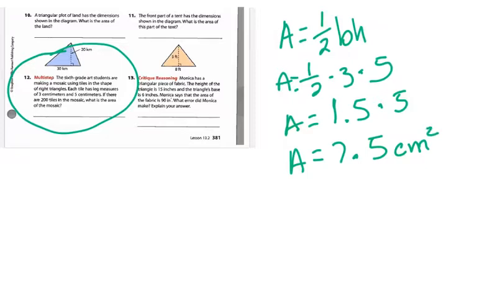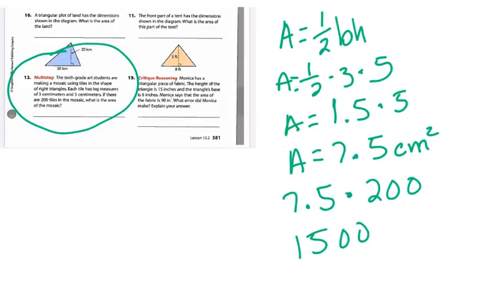Now, how many triangles are they using? Well, they're using 200 of them, right? So I need to take my 7.5 and multiply that by 200, and I will get a total area of 1,500 centimeters squared for that mosaic. I hope that's what you got when you paused the video, okay?